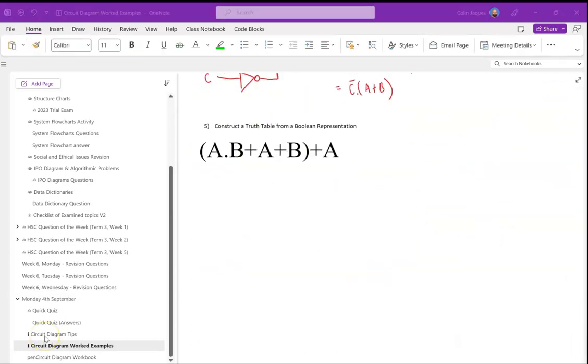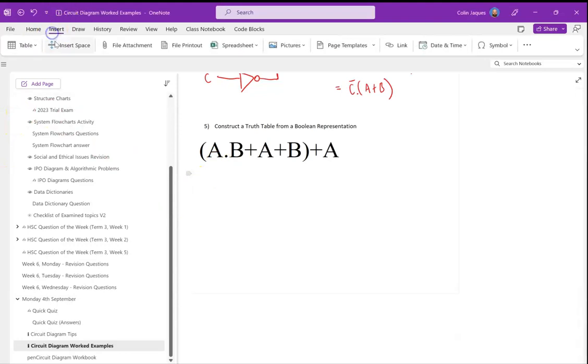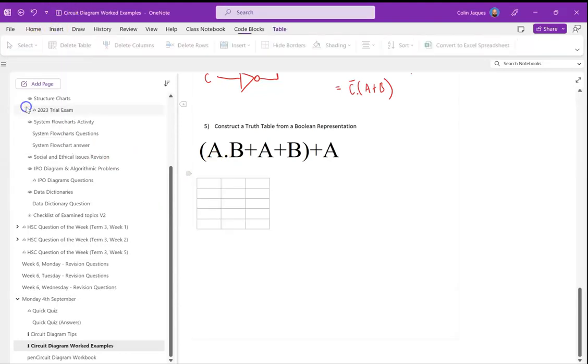One that you might get asked is to construct a truth table from a particular Boolean representation. So the first thing you've got to ask yourself is, well, how many inputs are in this truth table? And you can see here that we've got 2 inputs only. Why do we only have 2 inputs? Well, there's only A and B. So we'd draw our truth table and we'd have A and B like this. So you would start setting this out as I've mentioned before. So 0, 0, 0, 1, 1, 0, which is 2, and then 1, 1, which is 3. Okay, so that's the first thing that you do.